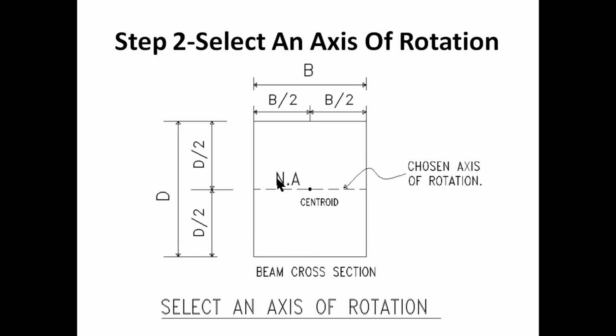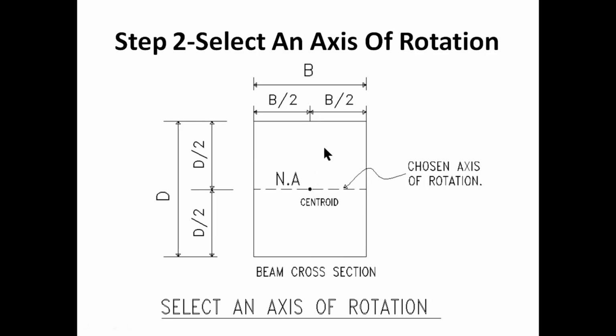Well, because in a rectangular cross-section with a symmetrical bending, the area above the neutral axis is equal to the area below the neutral axis. So then rotating the section about the centroid would give us the worst case I for design purposes.